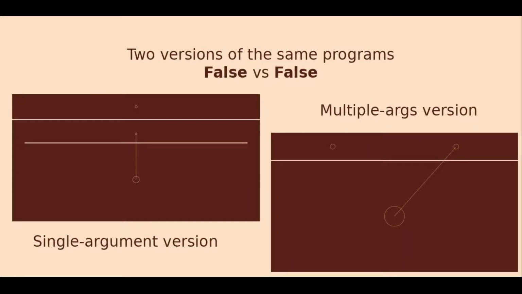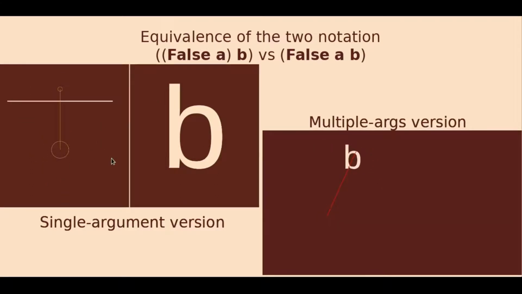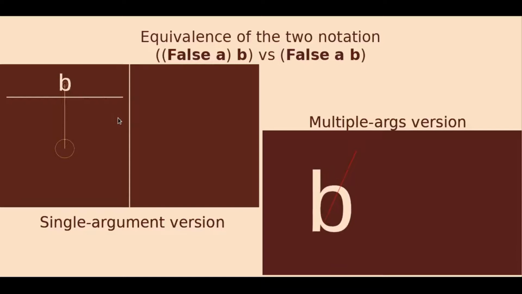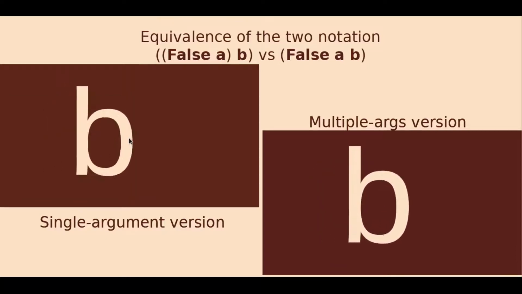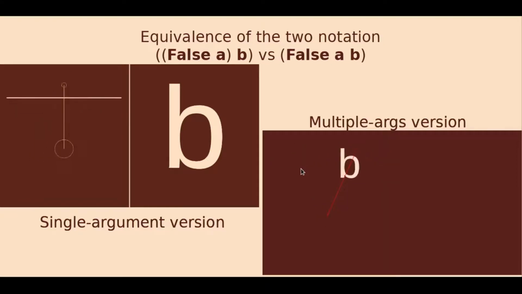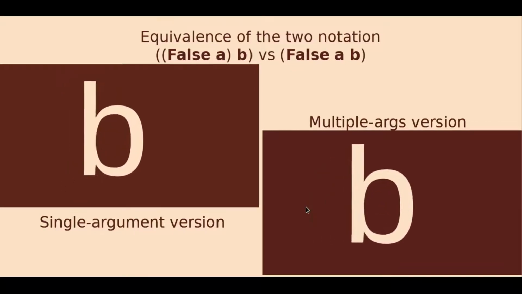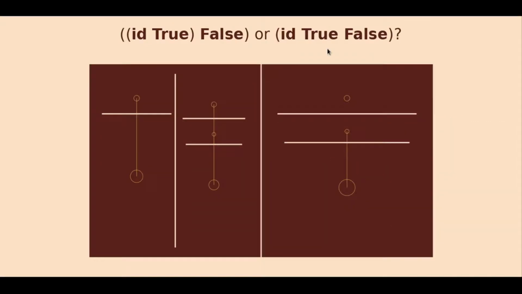These are the two versions of the same program. This is the single argument version and this is the multiple arguments version. In the single argument version, we must supply arguments in two steps. And in the multiple arguments version, we apply to both a and b at the same time, like that. Now I'm going to argue why that is useful.